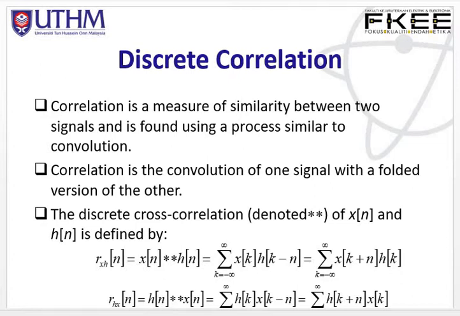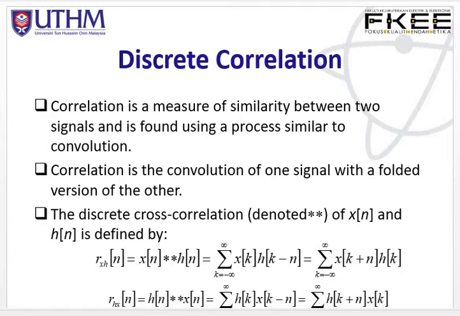This is the cross correlation. R_xh is a cross correlation. R refers to the correlation. So R_xh refers to the signal x[n] cross correlated with h[n].